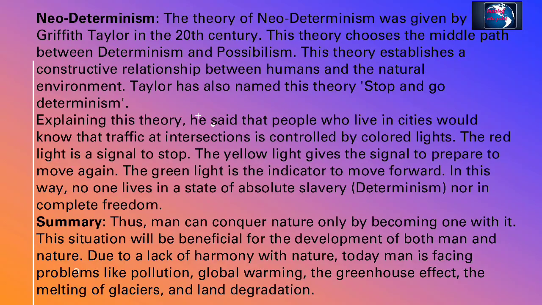This theory chooses the middle path between determinism and possibilism. This theory establishes a constructive relationship between humans and the natural environment. Taylor has also named this theory stop-and-go determinism. Explaining this theory, he said that people who live in cities would know that traffic at intersections is controlled by colored lights. The red light is a signal to stop. The yellow light gives the signal to prepare to move again. The green light is the indicator to move forward. In this way, no one lives in a state of absolute slavery, determinism, nor in complete freedom.